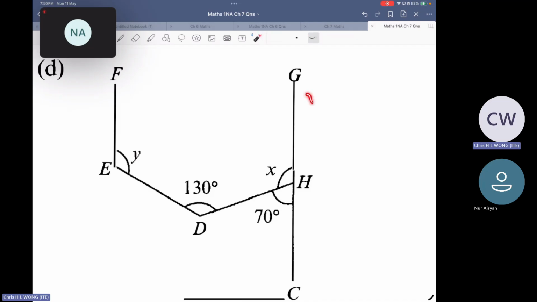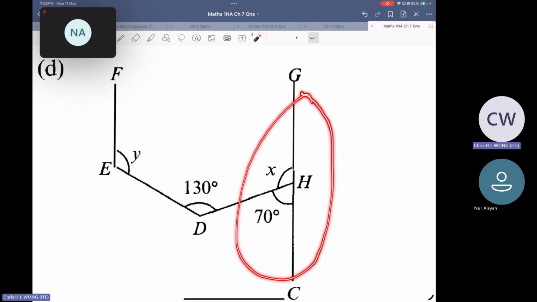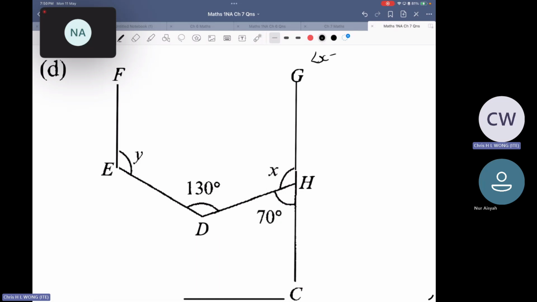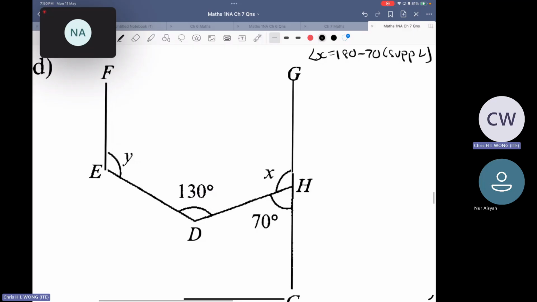If you look at X, what do you see? 180 minus, because angle on a straight line, or supplementary angle, isn't it? So this one is easy. I'll do X first. Angle X equals 180 minus 70, a supplementary angle. So that will give you 110. The moment you find the angle, put it inside there. 110.